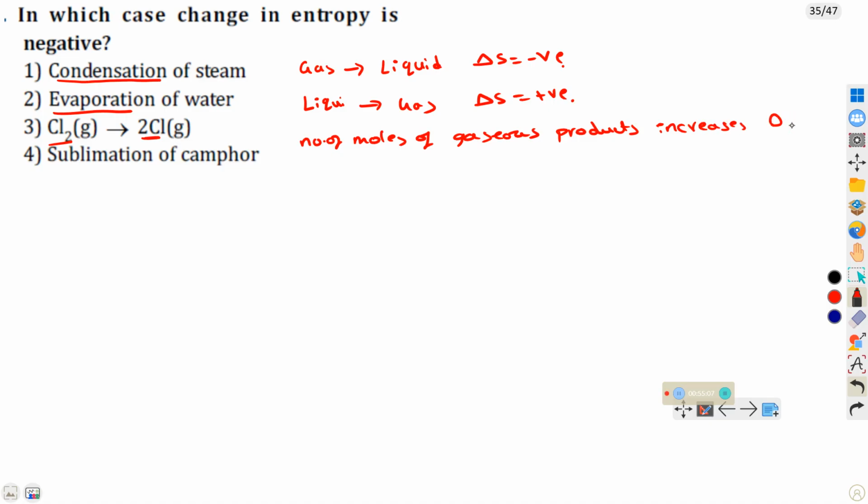Delta S is equal to positive. Sublimation means solid to gas. Delta S value is positive. First option.